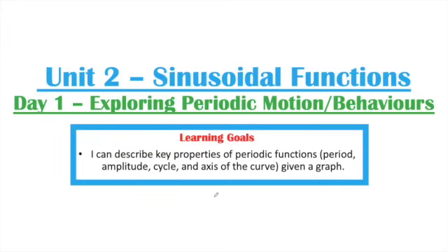Today we're looking at our second unit, sinusoidal functions, which is our graph of a sine ratio that we just did in our unit 1 trigonometry. We will look a little bit at cosine, but not the graph of tangent. Day 1, we're just going to explore periodic motion and behavior. You're going to be able to describe key properties of periodic functions: the period, amplitude, cycle, and the axis of the curve given a graph.